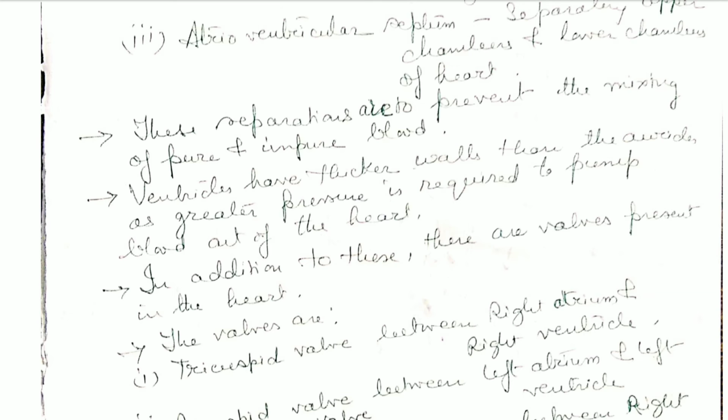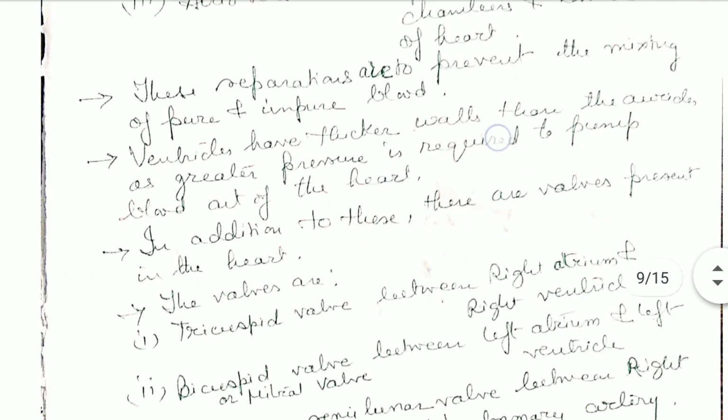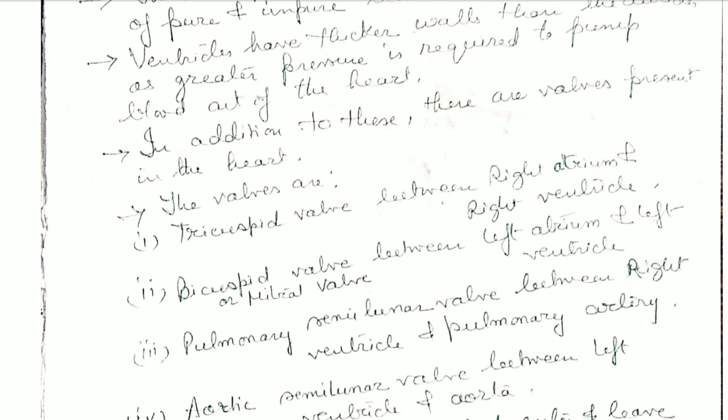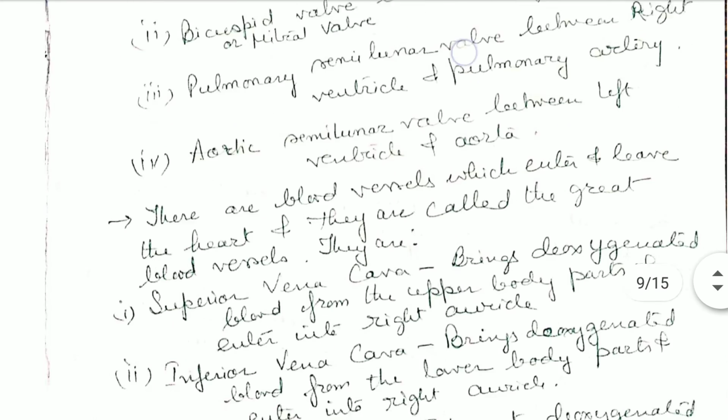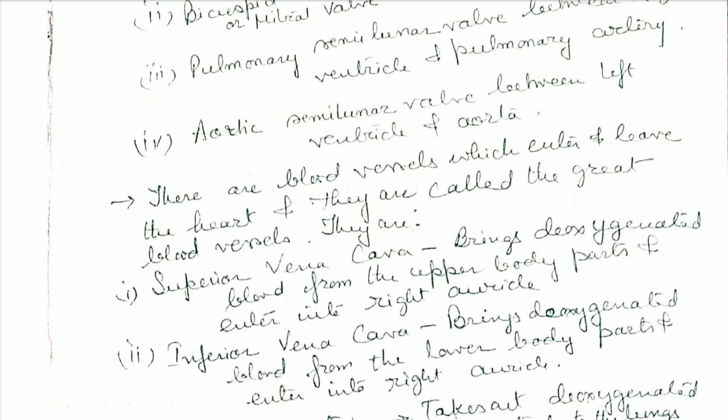In addition to these septums, there are valves present in the heart. The valves are the tricuspid valve between the right atrium and right ventricle, the bicuspid or mitral valve between the left atrium and left ventricle, the pulmonary semilunar valve between the right ventricle and pulmonary artery, and the aortic semilunar valve between the left ventricle and aorta. Then there are blood vessels which enter and leave the heart. They are known as great blood vessels.